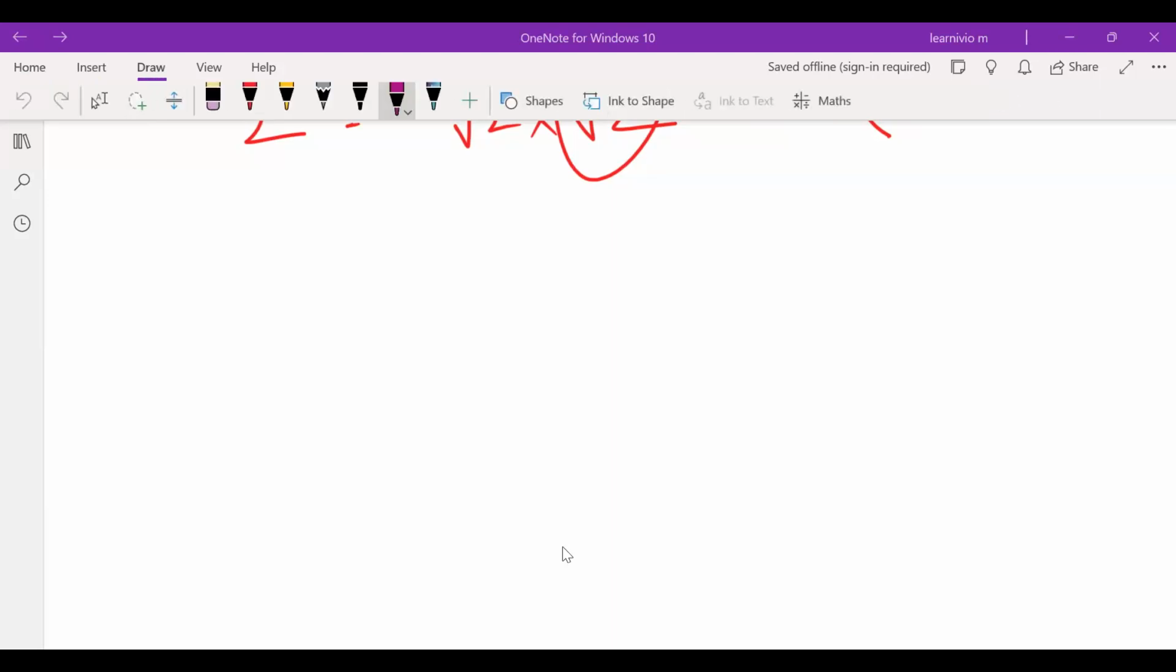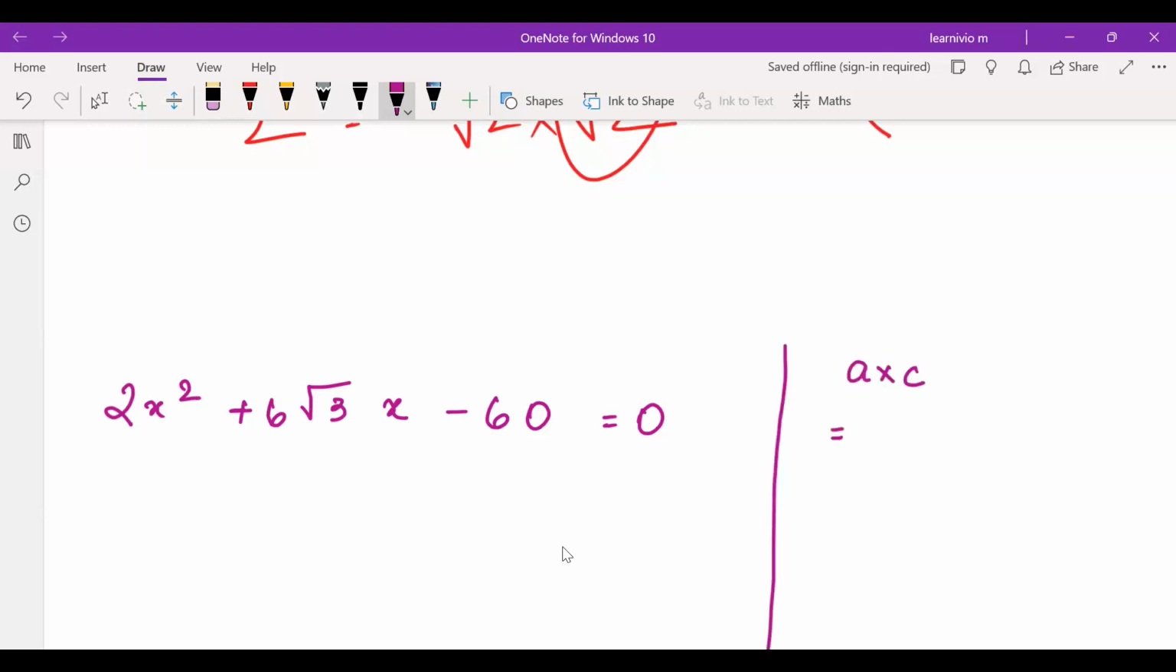So we have 2x square plus x minus 2x square plus 6 root 3x minus 60 equals 0. We will be using the same concept. Let's multiply a and c. What are we going to have? We get 120. Yeah, exactly.